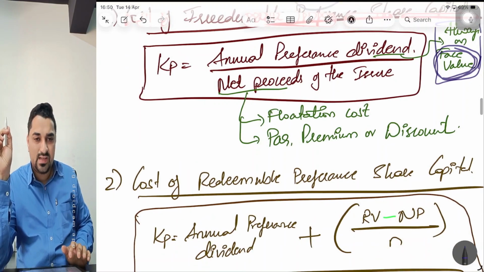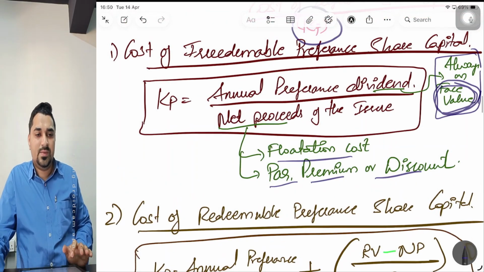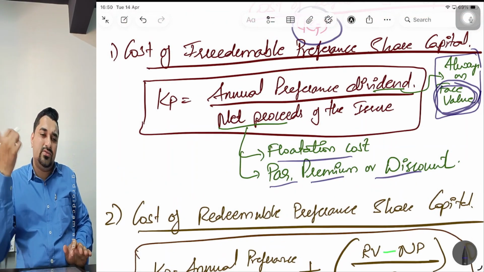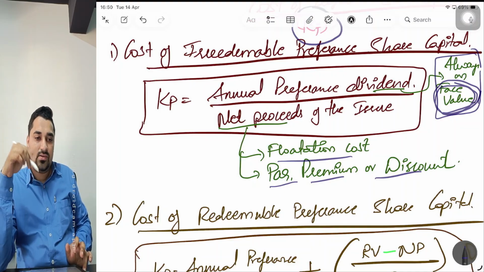Again, net proceeds means net of all the flotation cost, whether it is issued at par, premium or discount. Exactly similar. What's the difference? There it was interest, here it is dividend. There we have taken tax shield impact because it was debt. Here there is no tax shield impact.